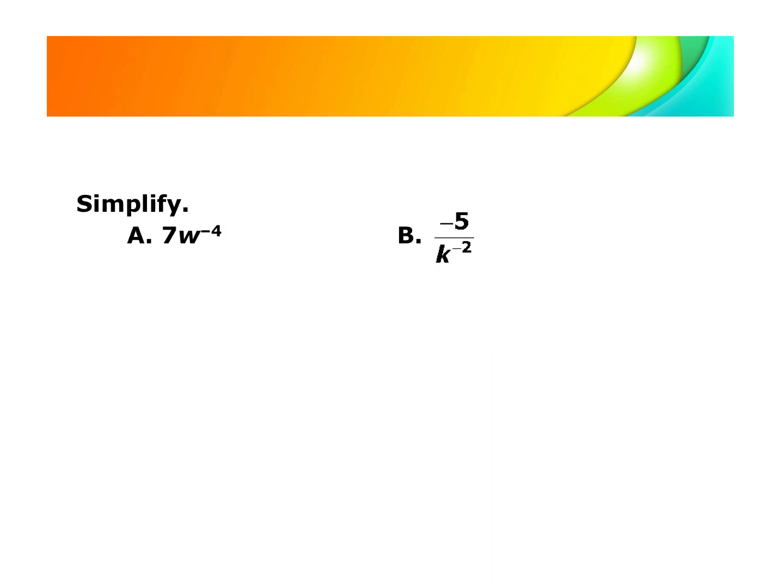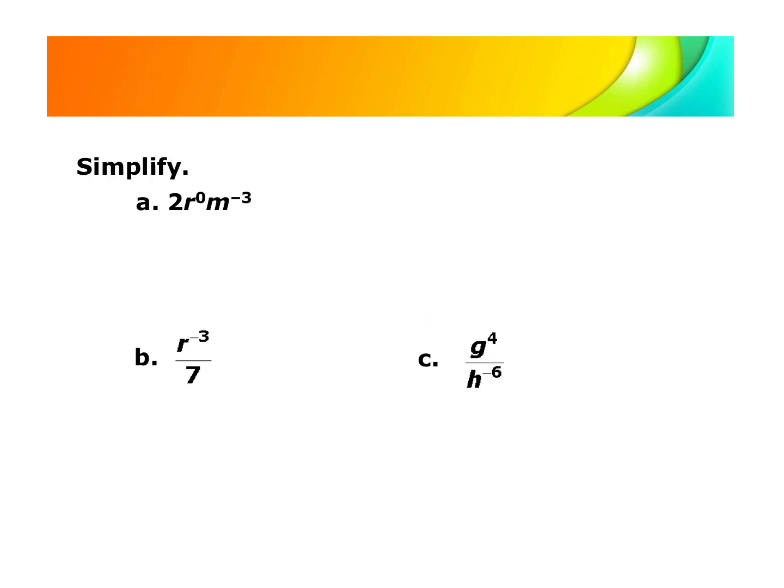So for a, we got to look at the exponents. This was the only one that's negative. So all I'm going to do is flip it over into 7 over w to the 4th power. Now, for the second one, we're going to realize that this k, we have a negative exponent. So what we're going to do is move it to the top. So 5 times k to the 2nd power. The 5 should be negative. I just forgot to write it.